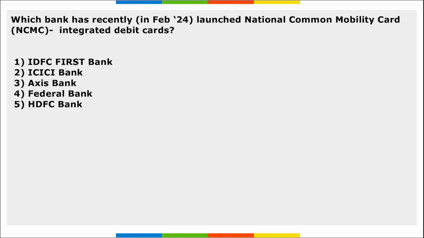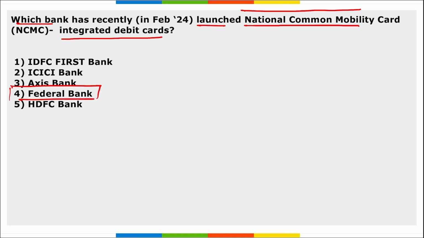Next, which bank has recently launched National Common Mobility Card integrated debit cards? So which bank has recently launched National Common Mobility Card integrated debit card? It is Federal Bank. Federal Bank has launched the National Common Mobility Card, that is NCMC, integrated debit card, which will enable its RuPay debit card holders to use their debit cards for offline payments at NCMC enabled terminals at the metro stations.